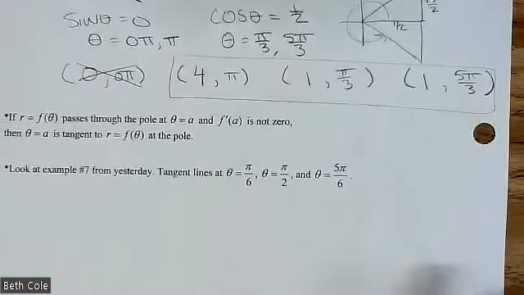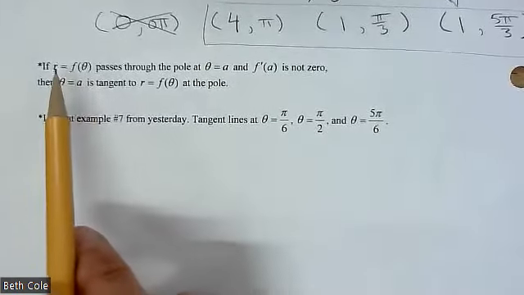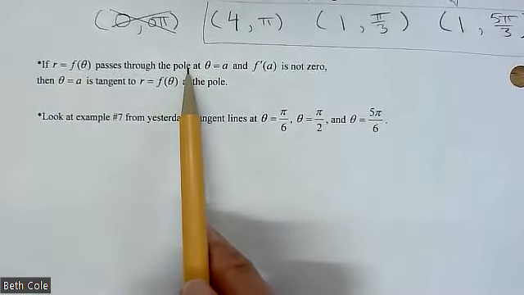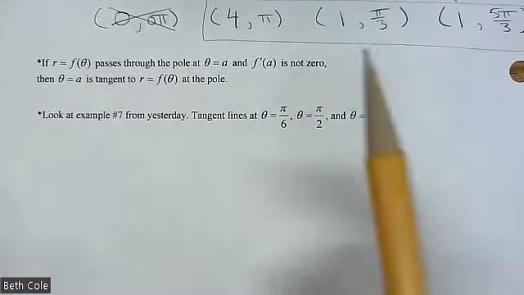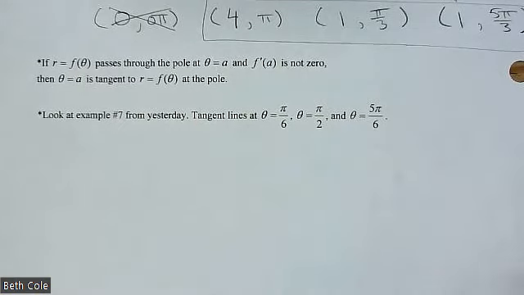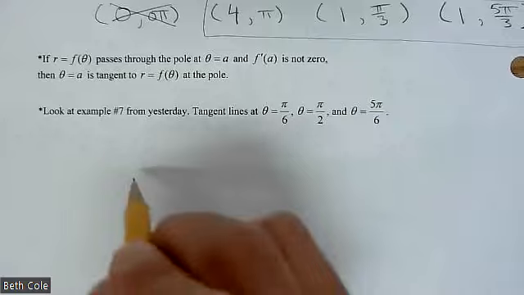And this last one, we're not going to do a whole lot with this, but it's a theorem that's true. Okay, so I'm just going to show it to you. If your equation goes through the pole, which is the origin, and your derivative's not 0, then you get a tangent line there, is what this is saying. So if you go through the pole and your derivative's not 0, you'll get a tangent line.